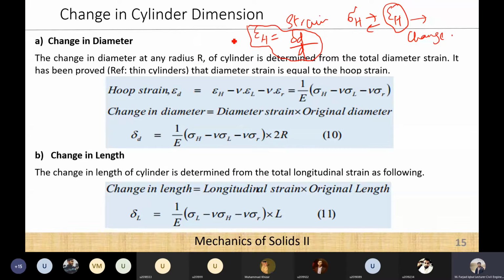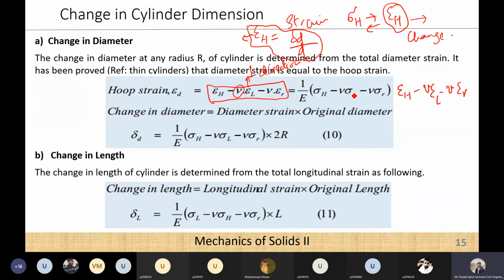But obviously, since we know from the concepts of physics that when the hoop stresses occur, this hoop strain will be less than the actual strain, and how much less is given by this particular equation. The actual hoop strain will be less by Poisson's ratio times the strains acting in the perpendicular directions. So if I write the actual equation for hoop strain, that will be hoop strain minus nu into longitudinal strain minus nu into radial strain.